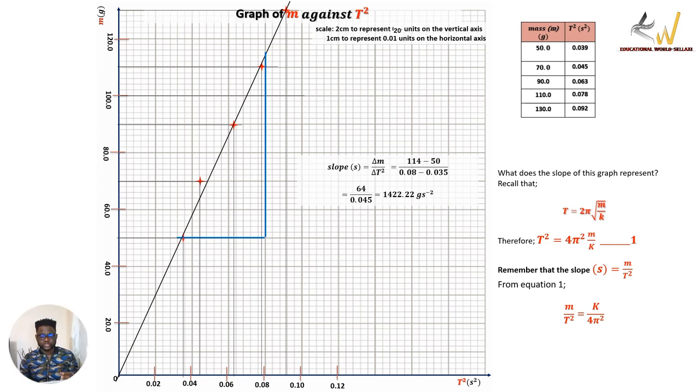So if we substitute the values where necessary and evaluate k over 4 pi squared, we will get a value that is close, if not the same, as our slope. As you can see, they are very, very close. So that means that we are on point, all right?